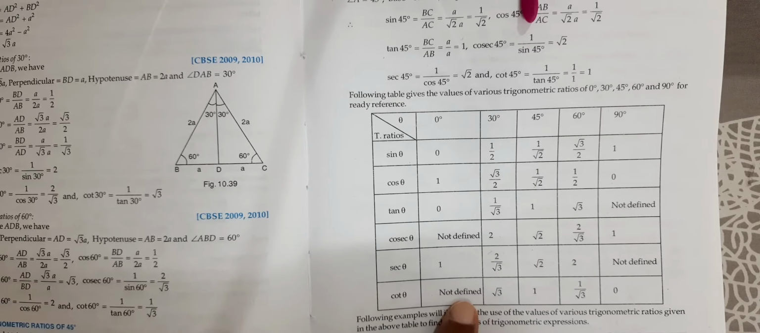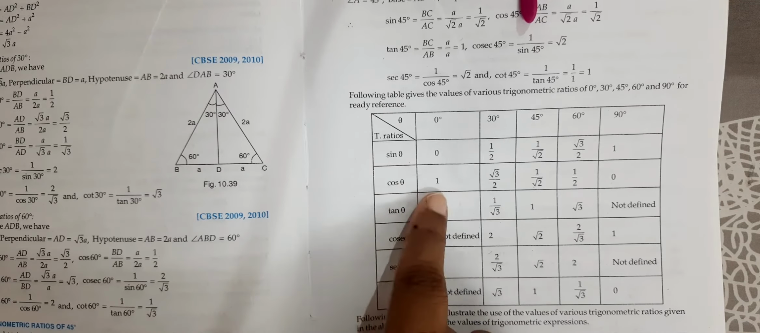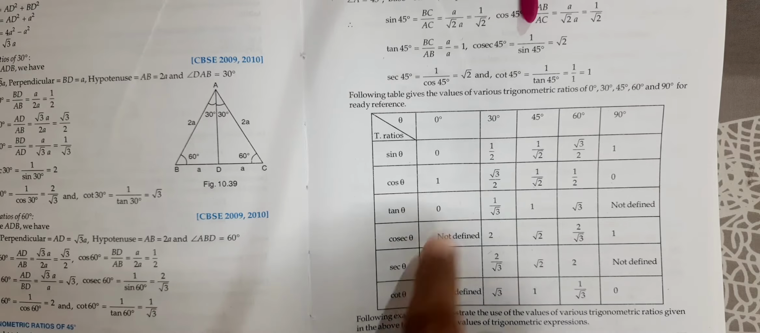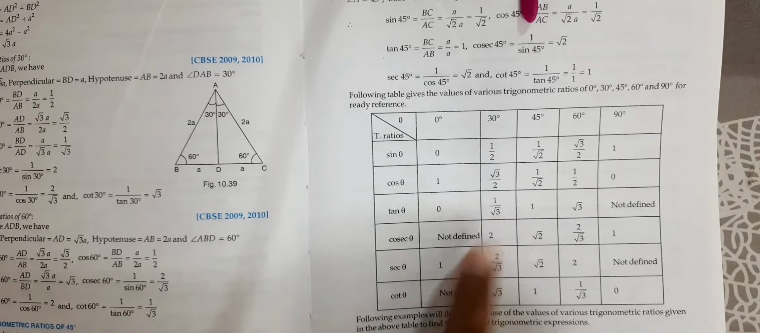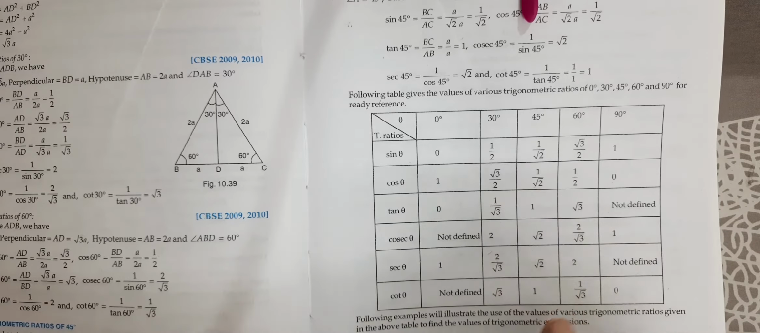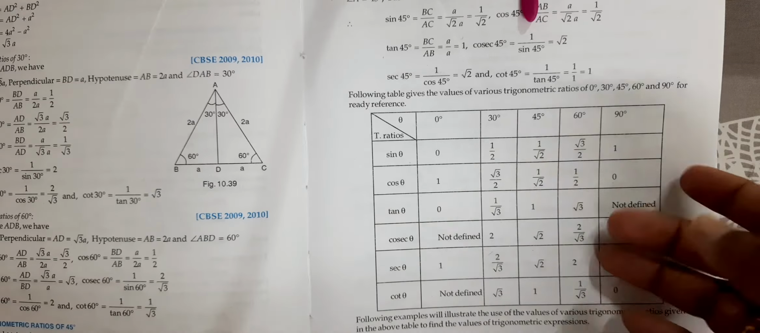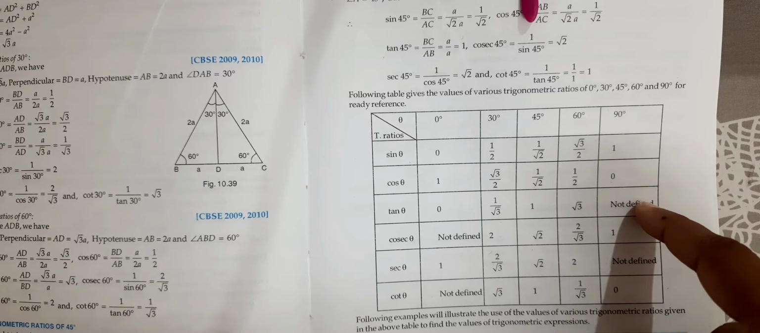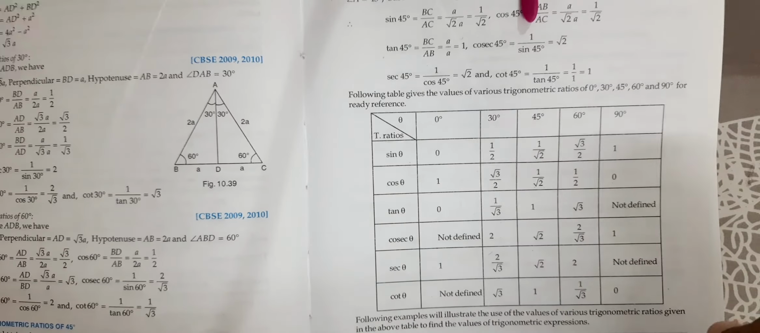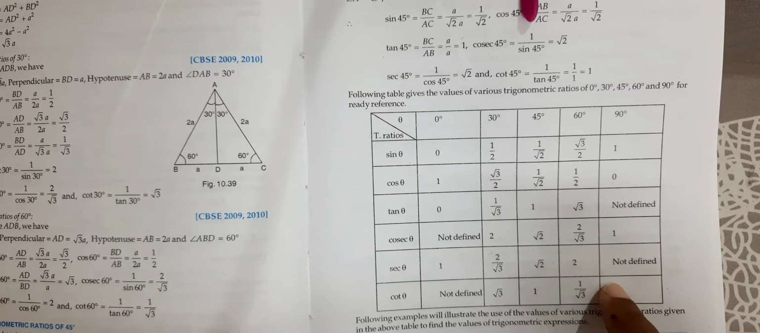Now cot is 1 by tan, 1 by 0, not defined. 1 by the reciprocal of 1 by root 3: the reciprocal of 1 is 1, the reciprocal of root 3 is 1 by root 3. Now the reciprocal of not defined is something divided by 0, which is not defined. Now it will become 0 by something. 0 by something is always 0.